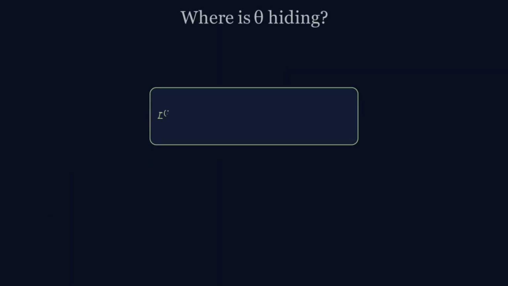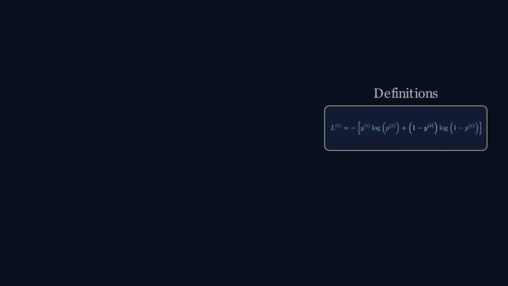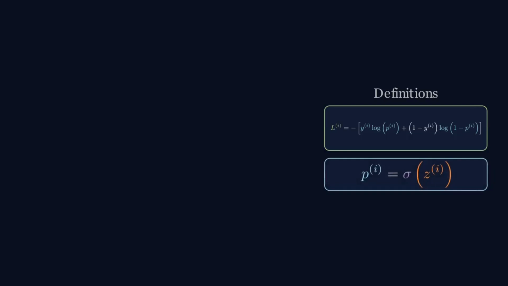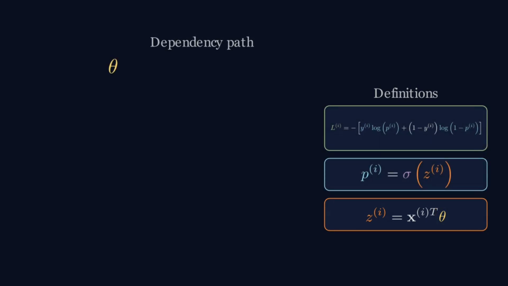Remember how logistic regression works. For each training example, the individual loss is that on the board. Still no theta, but what exactly is p? It's the output of our sigmoid function. P is equal to sigmoid of z. And what is z? Z is x transpose theta. So the loss doesn't depend on theta directly. Instead, changing theta changes z. Changing z changes the predicted probability p. And changing p changes the loss. So if you look at this dependency diagram, that's the path that connects our parameters to the loss.